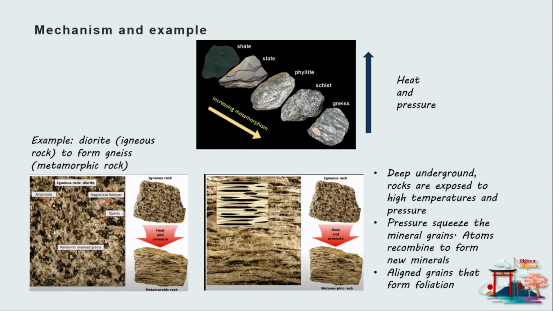So, we can see that the igneous rock has minerals: amphibole, plagioclase, feldspar, quartz, and randomly oriented grains. Deep under the ground, the rock is exposed to high temperature and pressure, so that pressure squeezes the mineral grains, then the atoms recombine, and then it creates aligned grains that form foliation. So now we can see the example of how igneous rock becomes metamorphic rock.